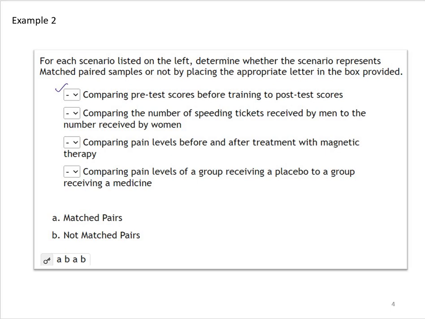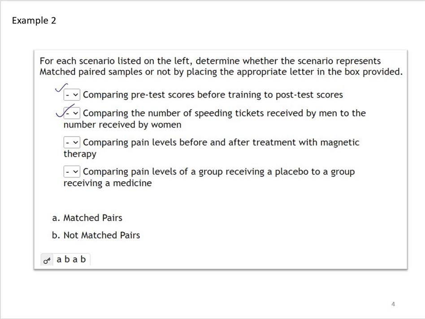Now, the second one: comparing the number of speeding tickets received by men to the number received by women. Those are independent, because men and women have different driving patterns and different scenarios. So they are not dependent. That means they are not matched pairs.